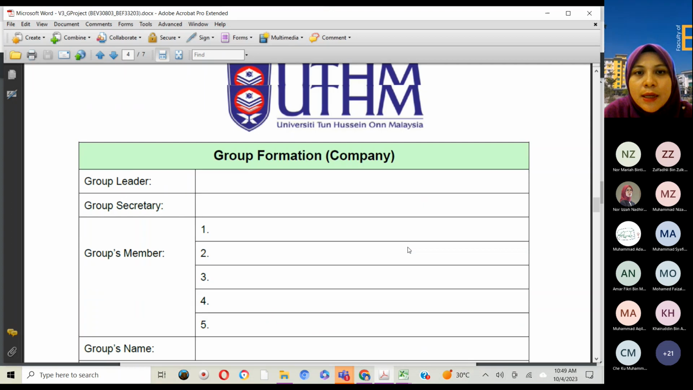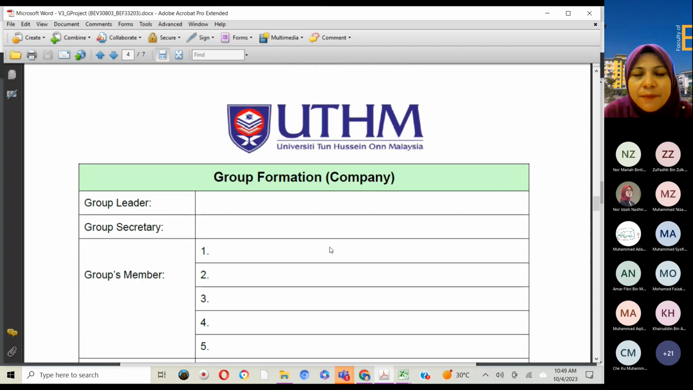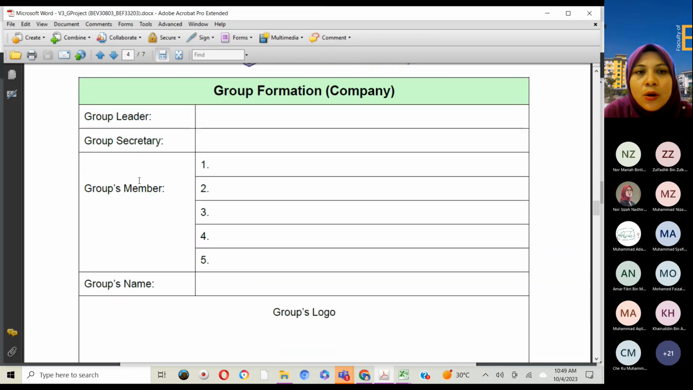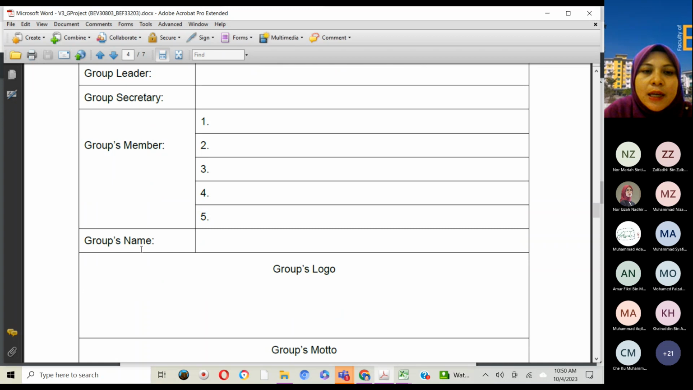Okay, so this one is your company. Sorry, the cover page of your report. Kita ada group formation kan, company awak apa. So you have to nominate lah one group leader and one secretary, and then who is your group members. So tulis nama group members you. Basically nanti saya dah buat agihan. So ada yang 5 members per group, ada yang 4 members per group. Okay, and then groups name.